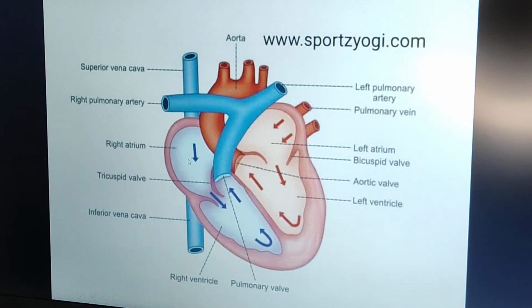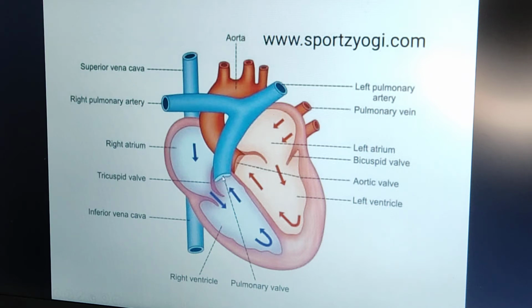Okay, deoxygenated blood enters from the superior vena cava and inferior vena cava into the right atrium. This deoxygenated blood enters into the right ventricle with the help of the tricuspid valve opening, and this right ventricle blood is ready to enter into the pulmonary artery. But here also, I told one thing, one valve is there. That is the pulmonary valve. This pulmonary valve is present between the right ventricle and the pulmonary artery.